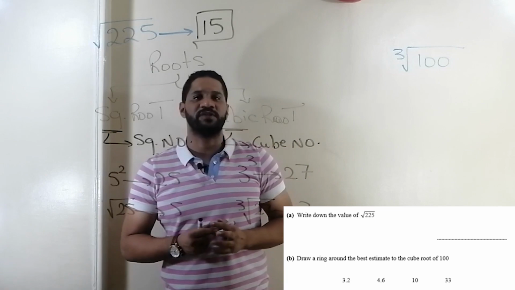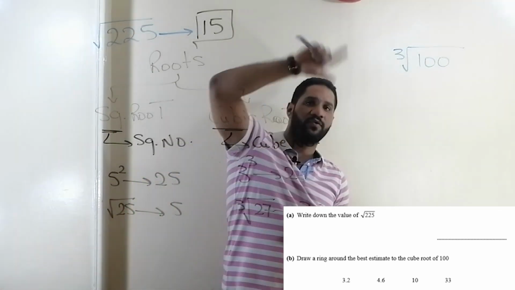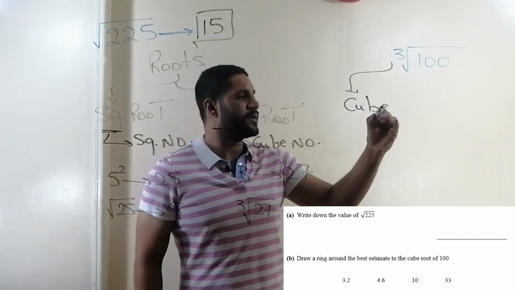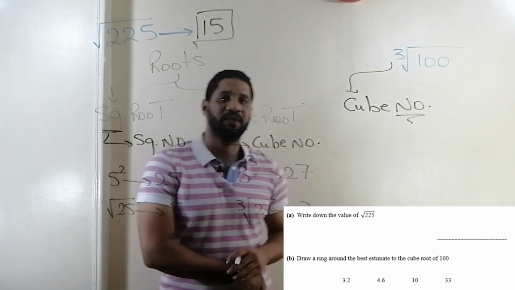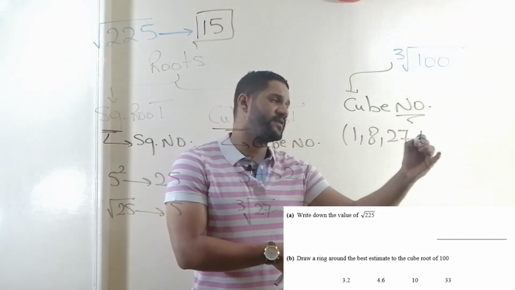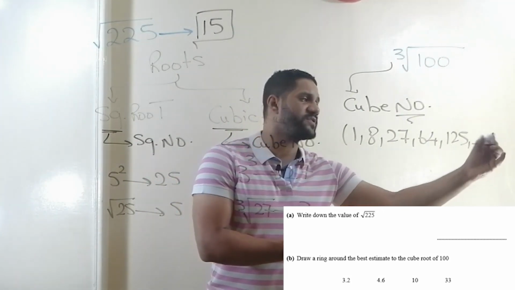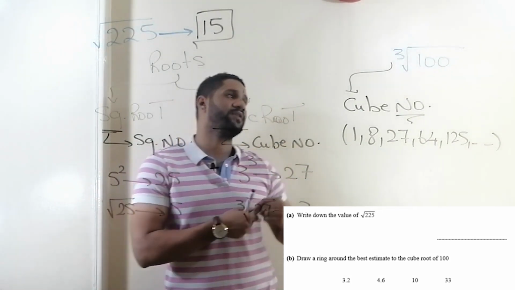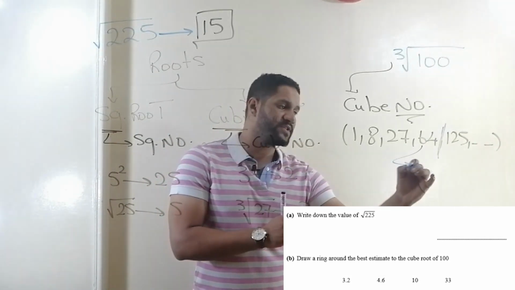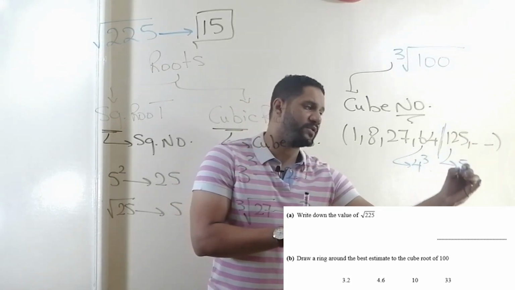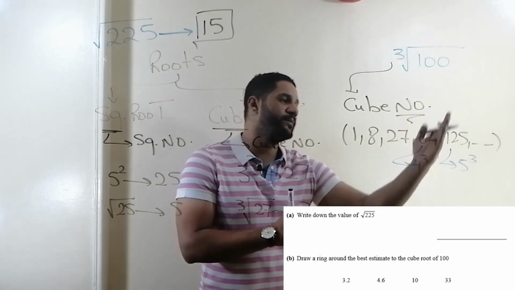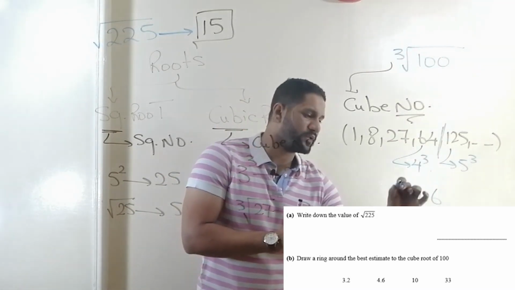Since he is asking me to estimate a cubic root of a number, that means I'm dealing with cube numbers. What are the cube numbers? You must know them, all of you. It's 1, 8, 27, 64, 125, and so on. I can see that 100 is lying between 64 and 125. We all know that 64 is 4 to the power of 3, and 125 is 5 to the power of 3. So the cubic root of this number will be lying in between, which is about 4.6.